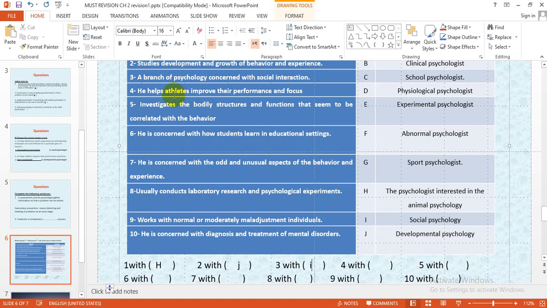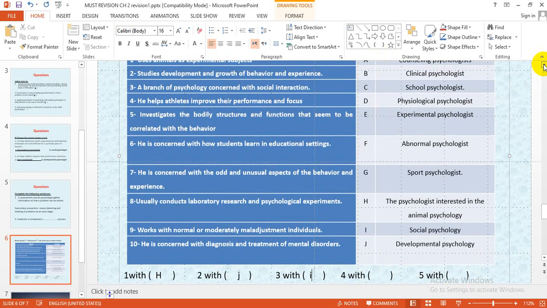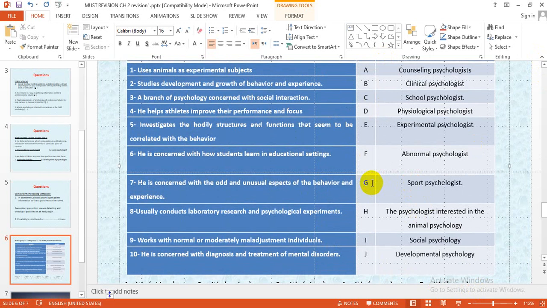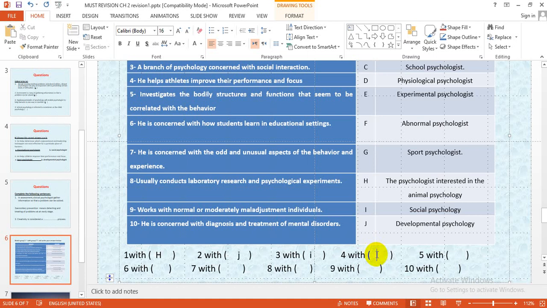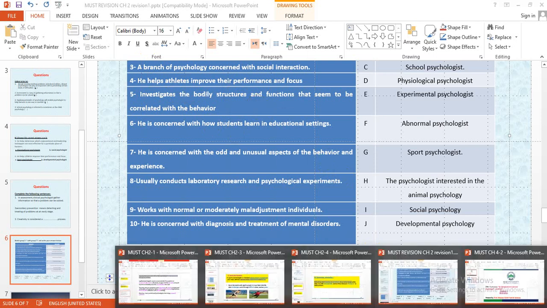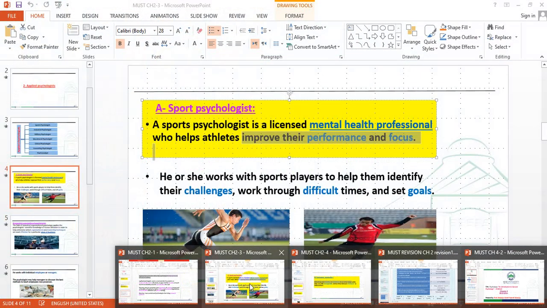Number four, he helps athletes improve their performance and focus. Yes, the correct answer is G, sports psychologist. Number five, investigates the bodily structures and the functions that seem to be correlated with behavior. I would like to check this slide with you. The correct answer by definition is physiological psychology.